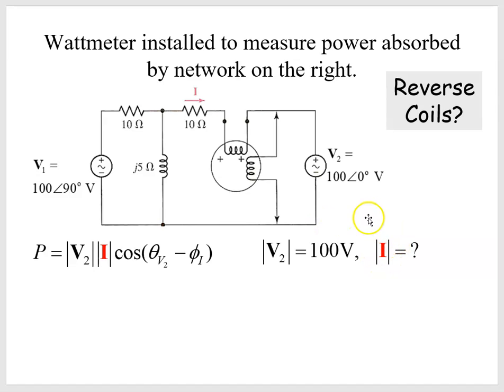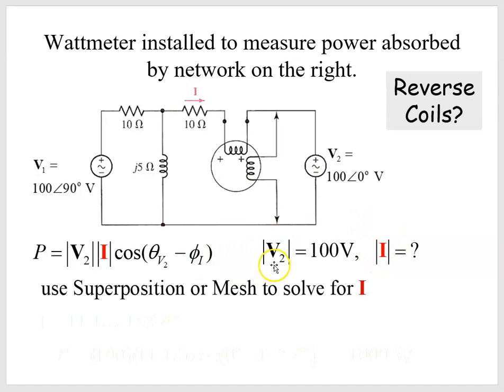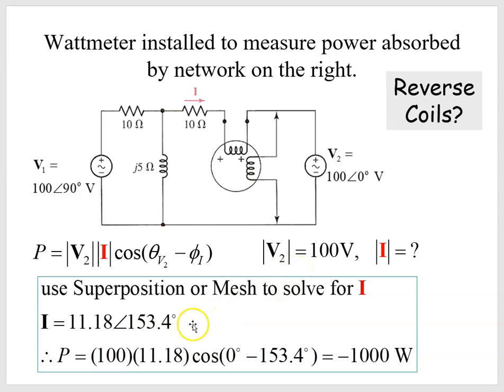Once we find that current using superposition or mesh to solve for the current, I'll leave that up to you to do. You should find that current to be 11.18. And I don't have units there, so this is going to be amps. We're assuming here again RMS, and so this would be amps RMS.